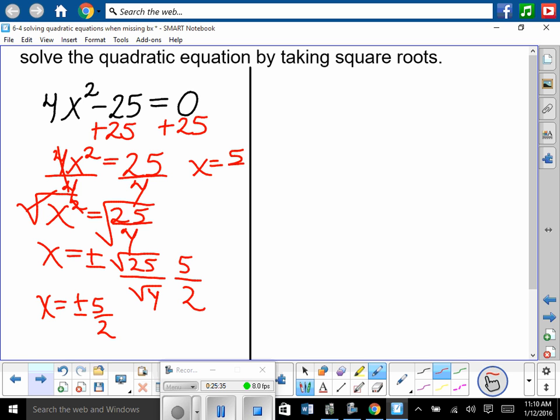So x is equal to positive 5 halves. X is equal to negative 5 halves. Now remember, that's where it's crossing the x-axis. These are the x-intercepts. These are the zeros. Are we all okay with how to do these?